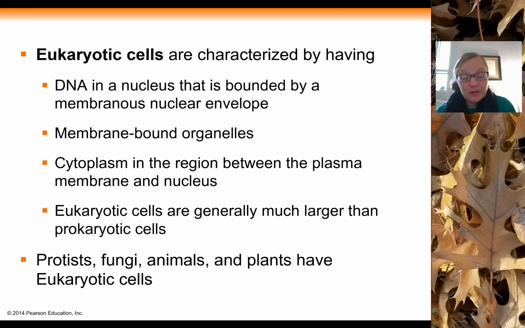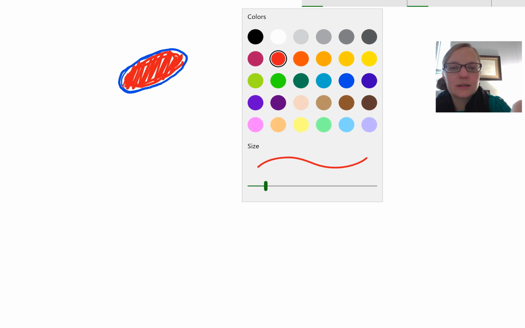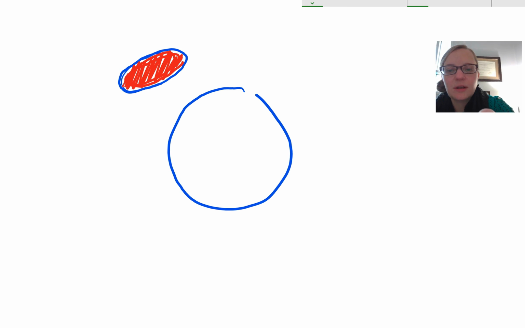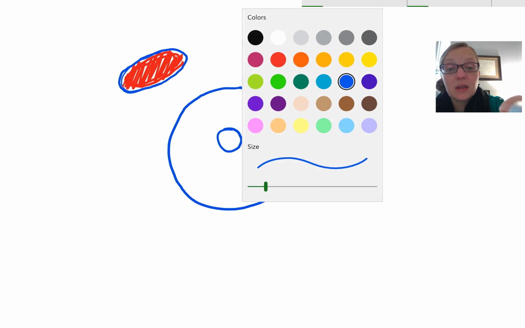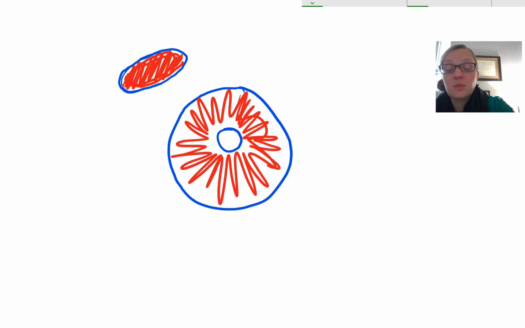Eukaryotic cells also have cytoplasm, but it's defined a little bit differently. So let's go back to the drawing. Right, so that was our prokaryotic cell. For a eukaryotic cell, we have to draw two membranes. We've got your cell membrane on the outside, and then we also have the membrane that holds the DNA in the center. That's the nucleus. In a eukaryotic cell, the cytoplasm is defined as everything in between those two membranes. So everything in between the plasma membrane and the nuclear envelope, or the nuclear membrane. So it kind of looks like a donut. A little bit different from what you have for the prokaryotic cell.